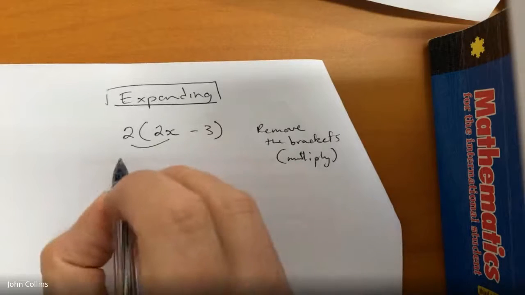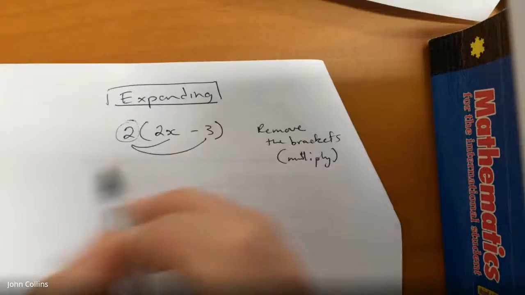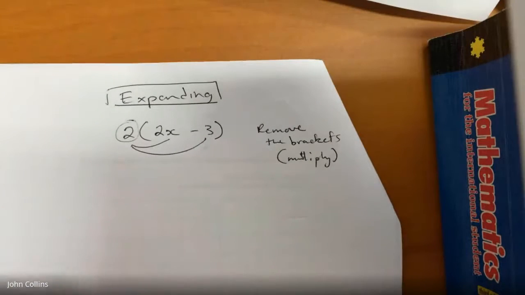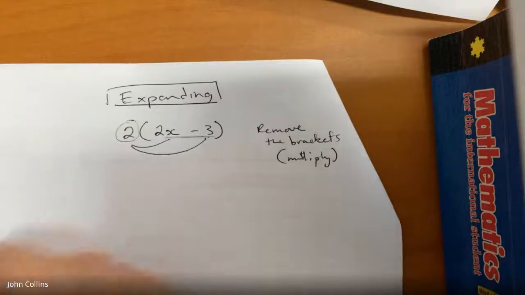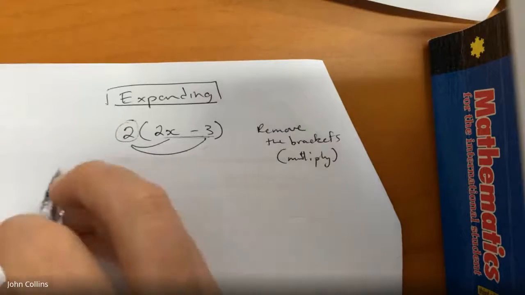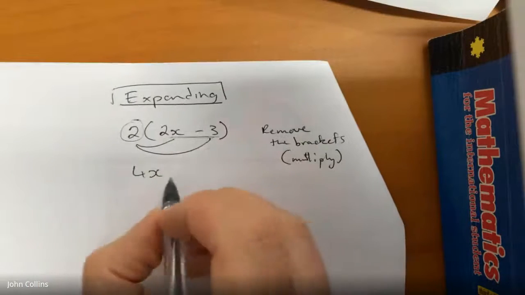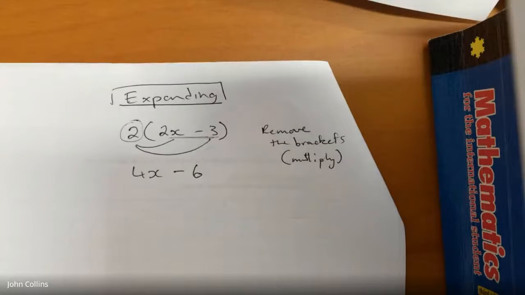Okay, 2 times 2x, because that number has to be multiplied by both these terms. So I always draw these arrows just to remind me it has to be multiplied by both terms. Sometimes the mistake is made, it's only multiplied by the first term. But of course, both these things are affected by this 2. It's twice both of them. All right, so 2 times 2x gives 4x, and 2 times negative 3 gives negative 6. Okay, and that's expanding.